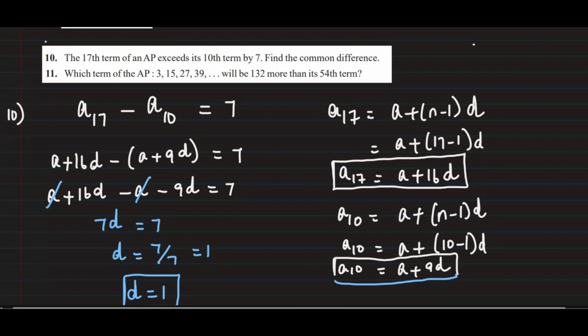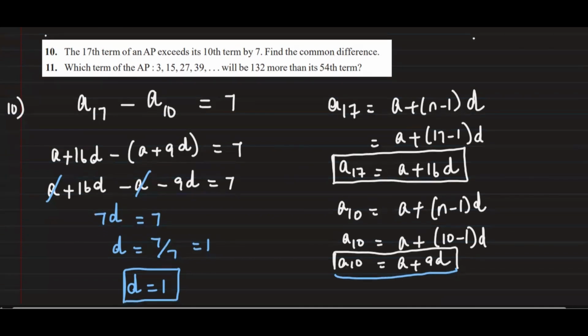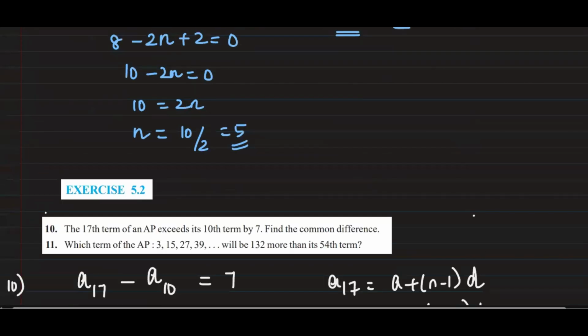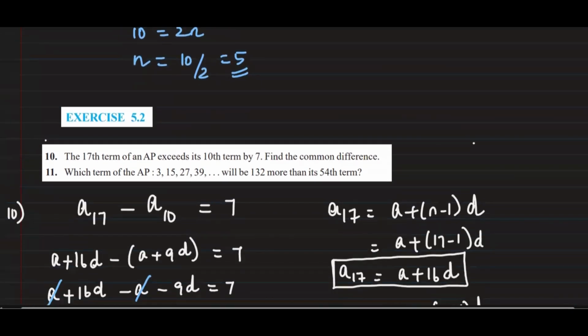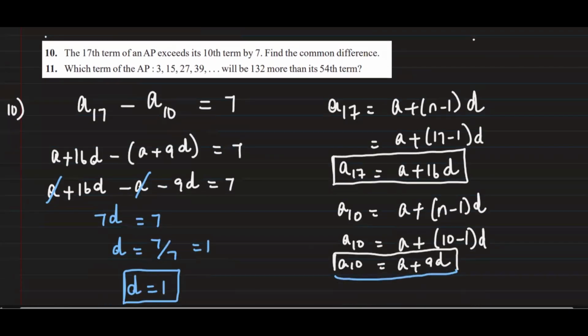Now moving on to question number 11. Which term of the AP 3, 15, 27, 39 will be 132 more than its 54th term? So here we are given the AP series: 3, 15, 27, 39 and so on, which will be 132 more than its 54th term. Now first we will write what is given.